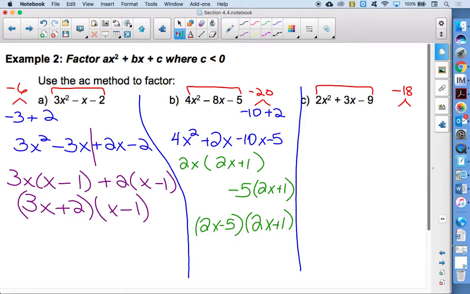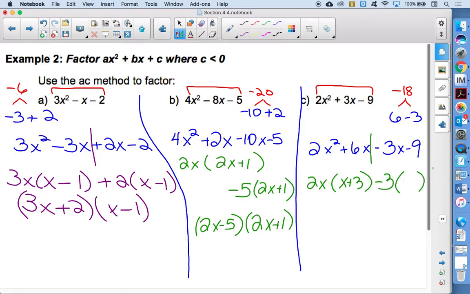The last one here in this group, we have a negative 18. Josh K, what did you get with negative 18? I got negative 6 and 3. You're so close. Yeah, negative 3. So positive 6 minus 3. So 2x squared plus 6x minus 3x minus 9. Josh, what would 2x squared and 6x have in common? 2x. And then what do you have in the parentheses? X plus 3. And then the next one, what do they have in common? Negative 3. And in your parentheses? X plus 3. So 2x minus 3 and x plus 3.